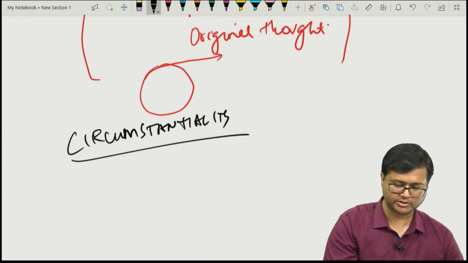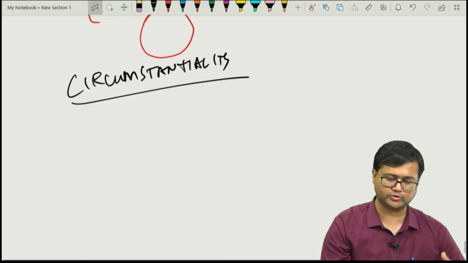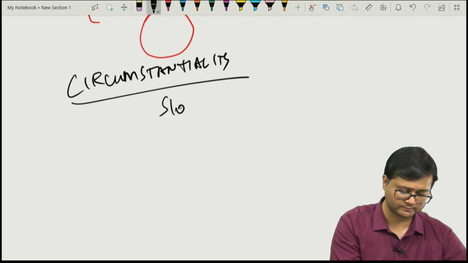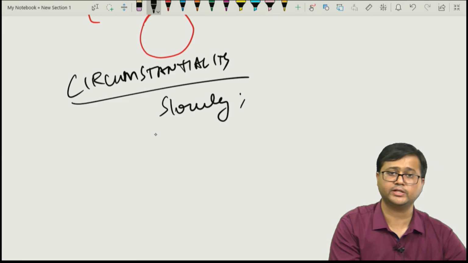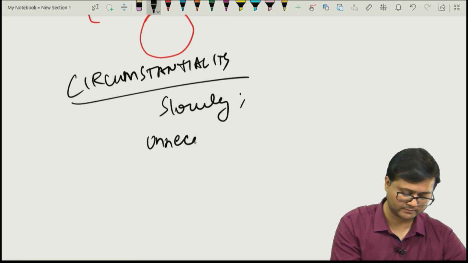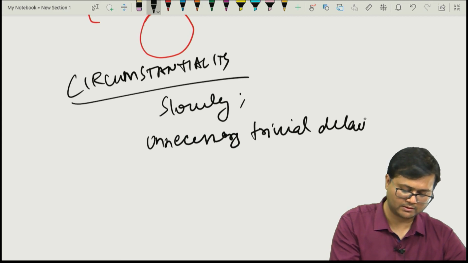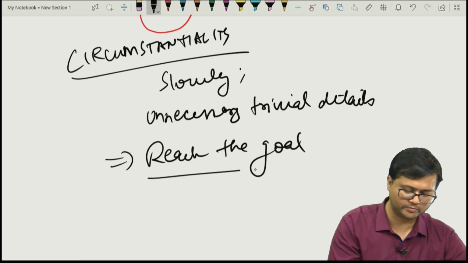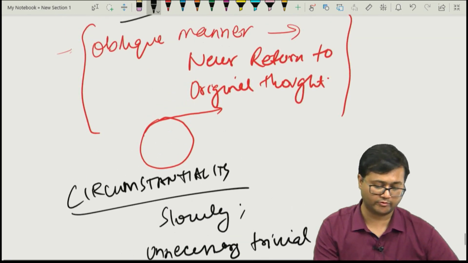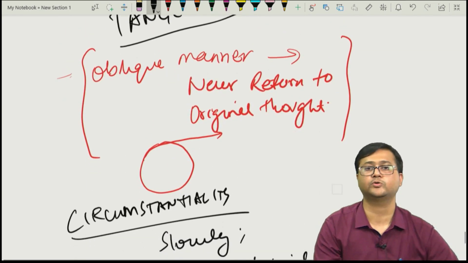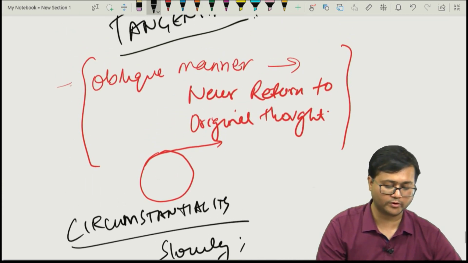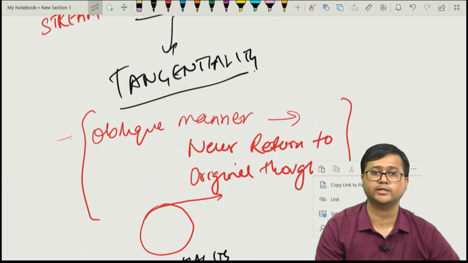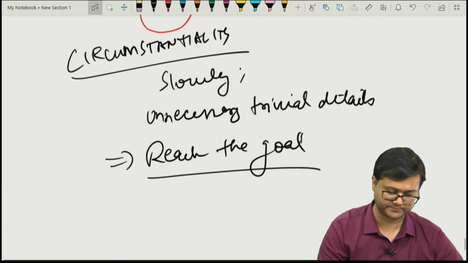here the person generally proceeds very slowly and gives very unnecessary, trivial details. But important to differentiate is that they reach the goal. So finally you may get the answer from them. While in tangentiality, they will never return to the original goal. So this is the important differentiation between tangentiality and circumstantiality.